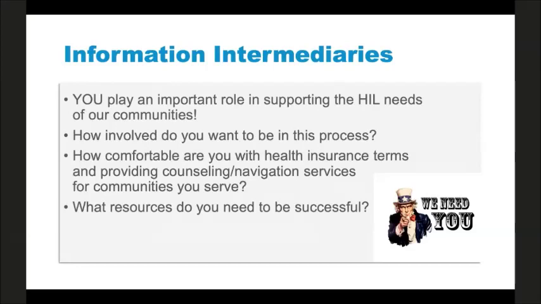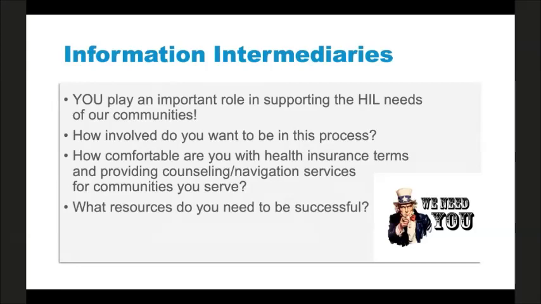How comfortable are you with health insurance terms yourself? And how comfortable are you providing counseling and navigation services for the communities you serve? Just because you may not be 100% comfortable, it doesn't mean you cannot help that consumer, get them to the right resources, get them to the right people, and that's an important piece to remember.